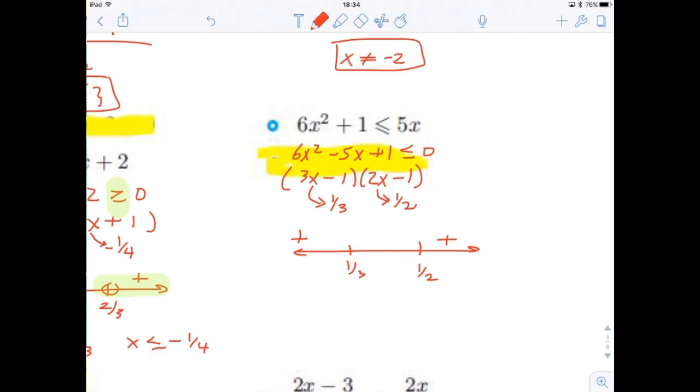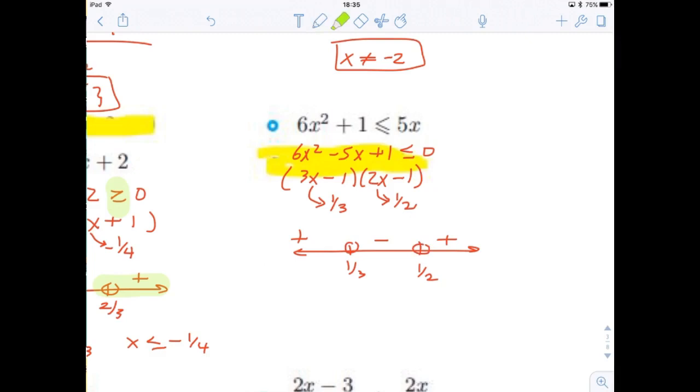So 3 times 0.4 is 1.2 minus 1. And 2 times 0.4 is 0.8 minus 1. So this would become positive. 1.2 minus 1 is positive. And 0.8 minus 1 is negative. So the middle part would be negative. And remember, there's usually a nice pattern like plus minus plus or minus plus minus. So this looks like it's right also.